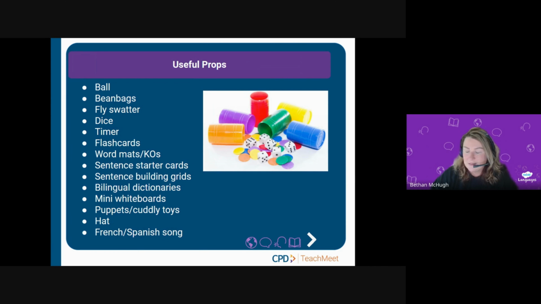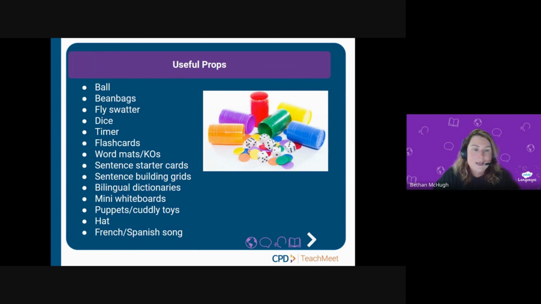A pile of flashcards. Yes, in some ways introducing vocab with flashcards is old school, but they're still some of the best props for language learning. Word mats and knowledge organisers are so helpful. Sentence starter cards as well, or any sort of sentence building grids are great to help children. If you've got a bank of these for different topics, they're great for extra support so you can quickly adapt as you're going along.